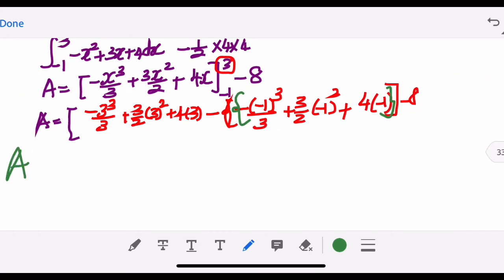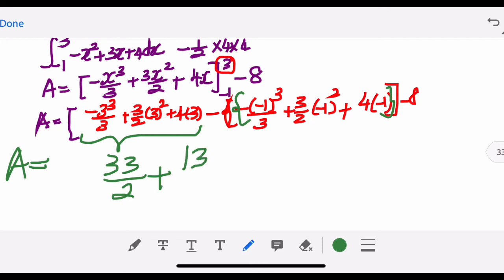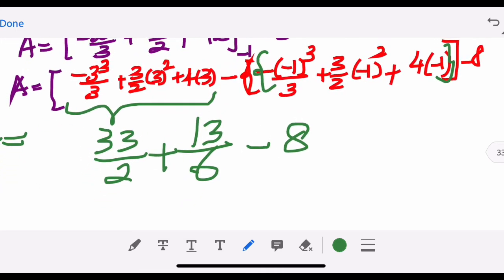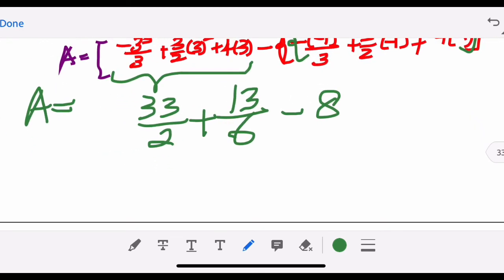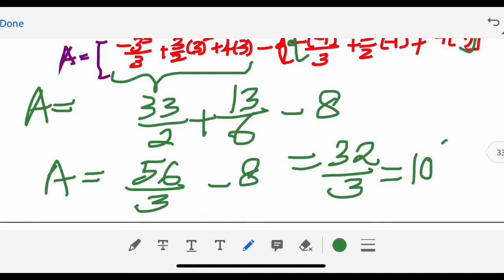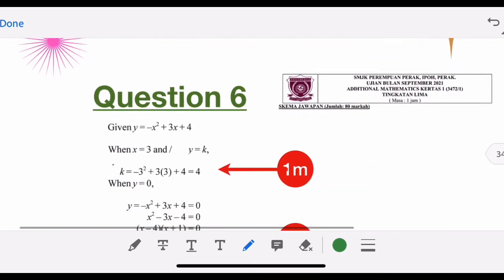We'll get the area equal to, if you solve this one, 33/2 plus 13/6 minus 8. Press the calculator twice. Then finally the area will be 56/3 minus 8, which is equivalent to 32/3. If you write the answer 10/3, it is accepted.